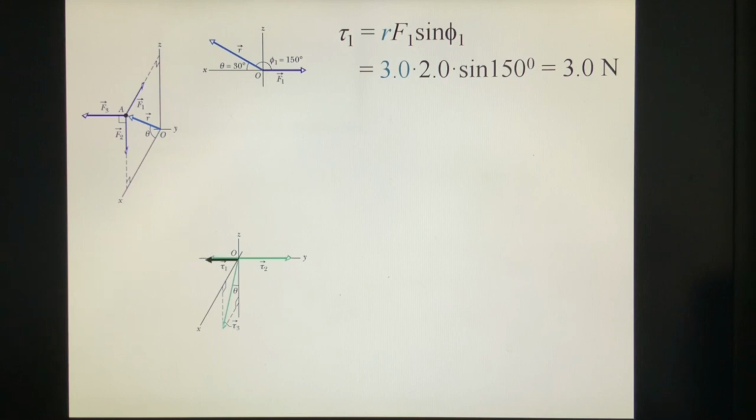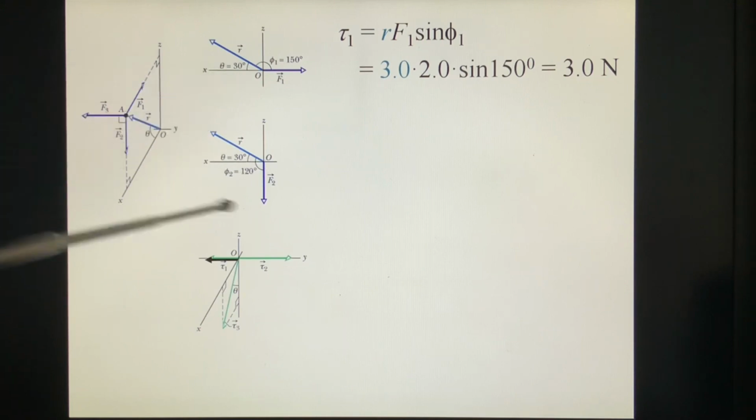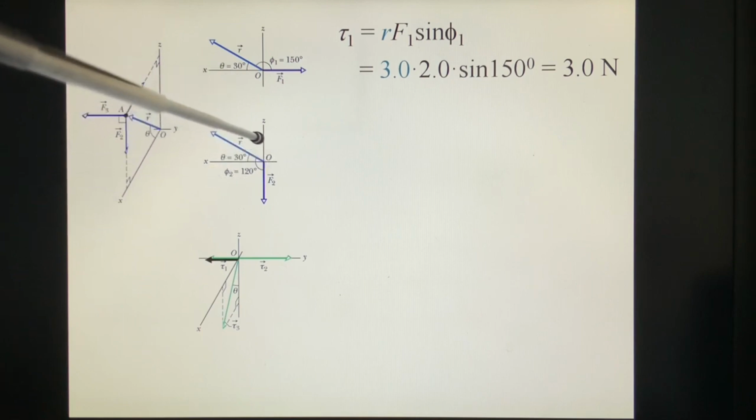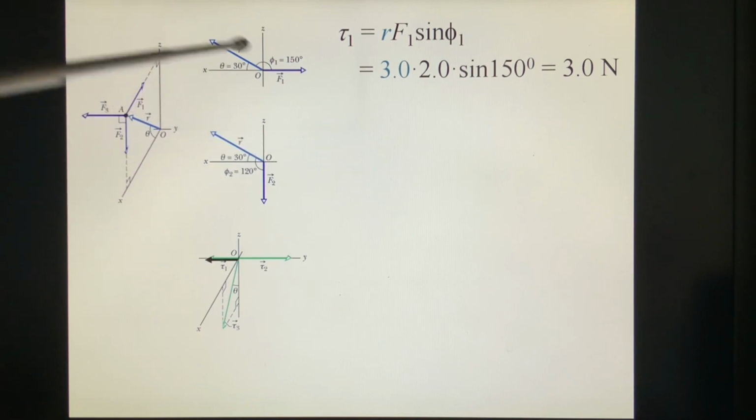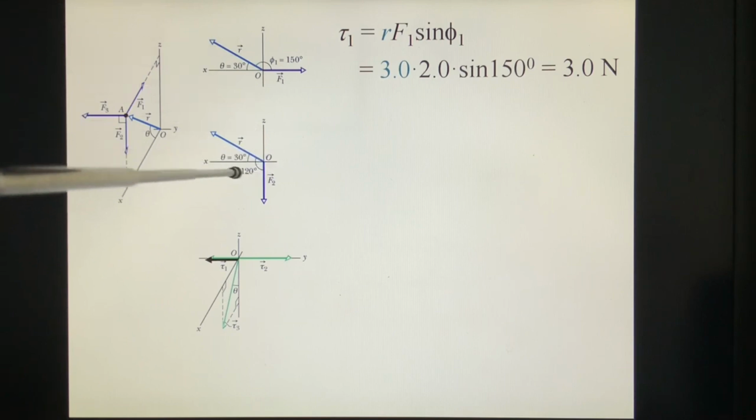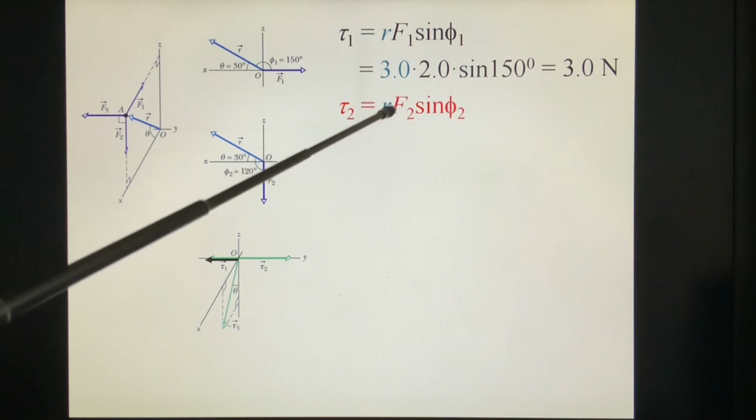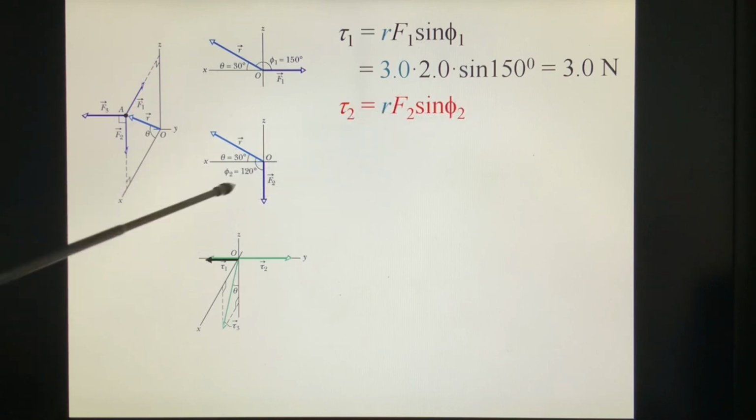Let's look at torque 2. F2 is here, in the XOZ plane. We move R out. You see this angle is 30, so with 90 it is 120. Using the right-hand rule, you find the direction is outward from the plane. That is the positive Y direction. The magnitude is R F2 sine phi, with phi equal to 120 degrees.